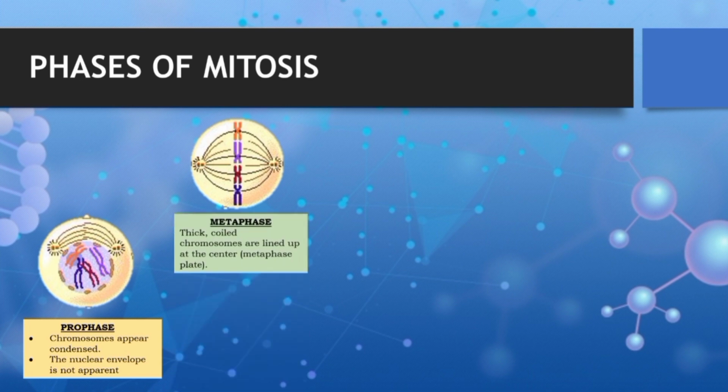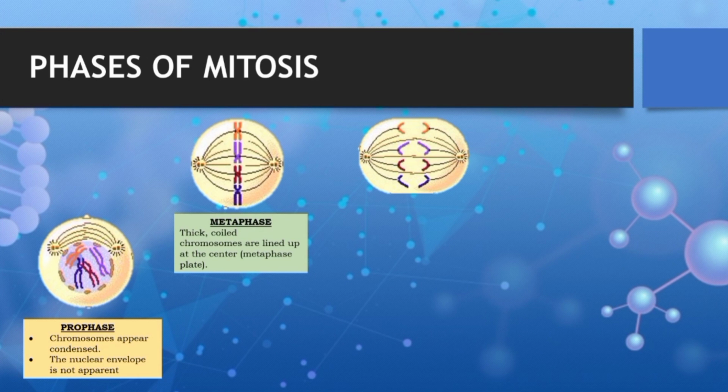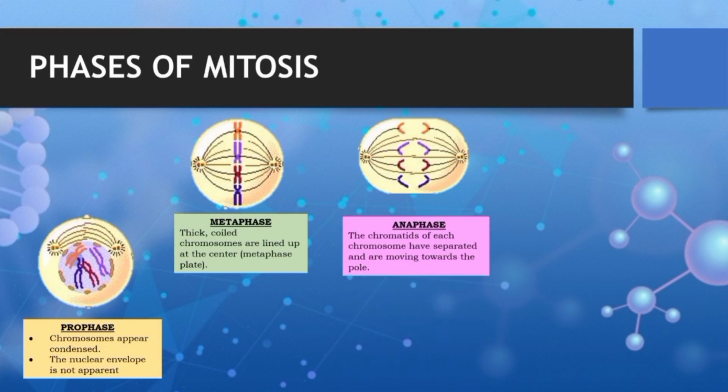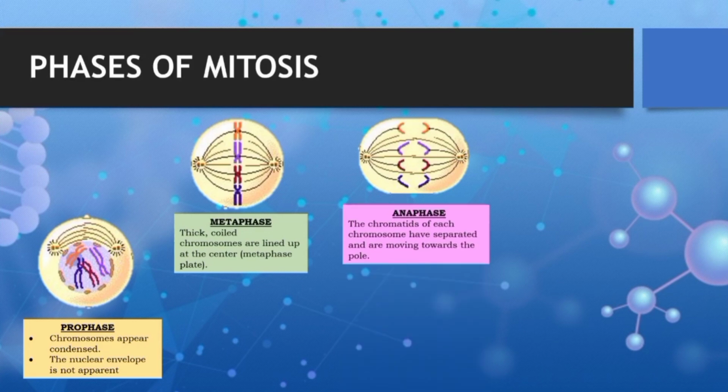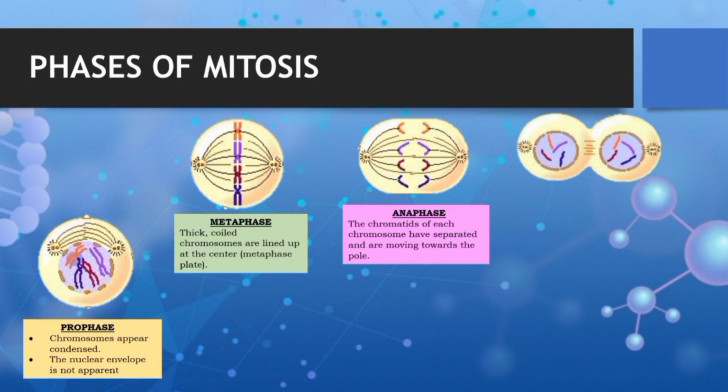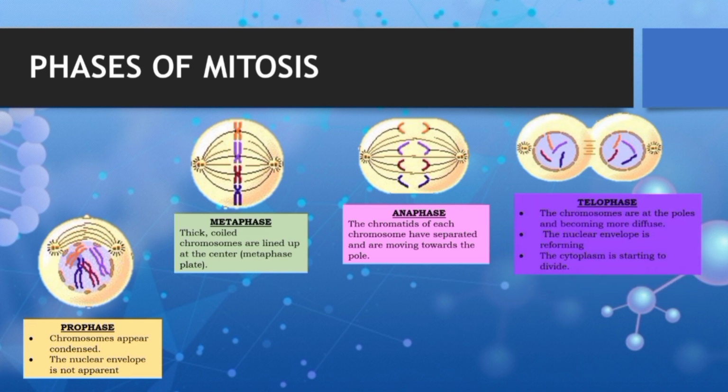Next up, in metaphase, the chromosomes line up at the center. Okay? Yun lang ang tatandaan, pinaka-importante sa metaphase. Then, what happened? Kanina, nasa gitna sila, and now they are being pulled towards the end. So, this is now called anaphase, in which the chromatids of each chromosome have separated and are moving towards the pole. Then we have here telophase, in which the chromosomes are at the poles and becoming more diffuse.